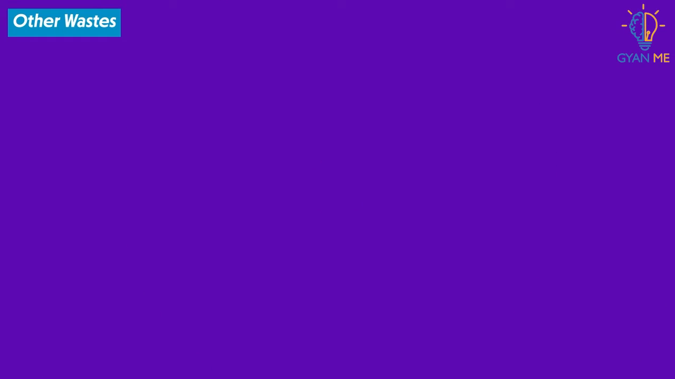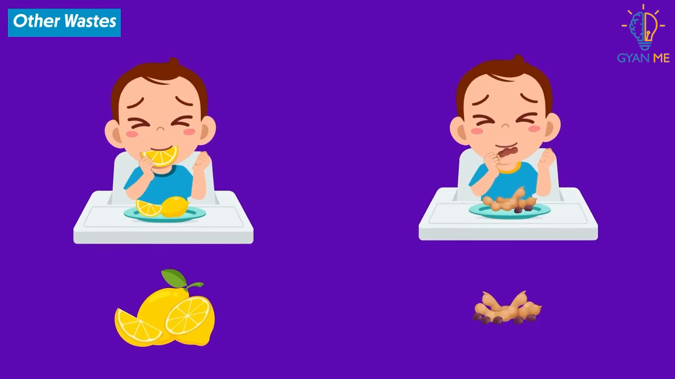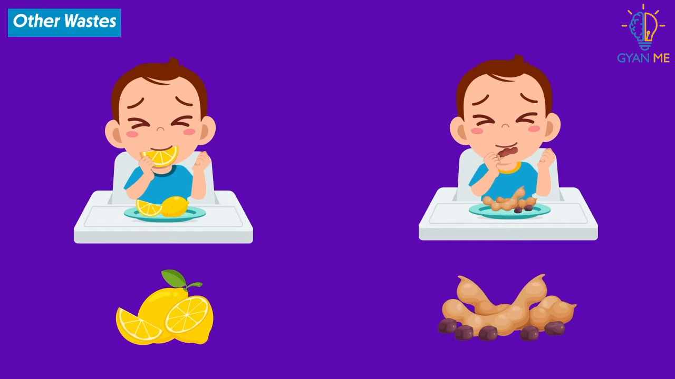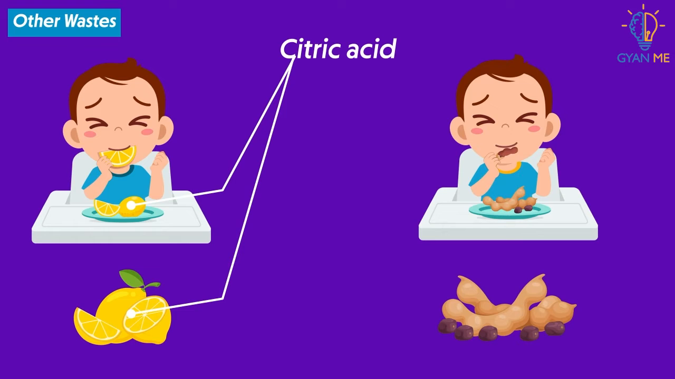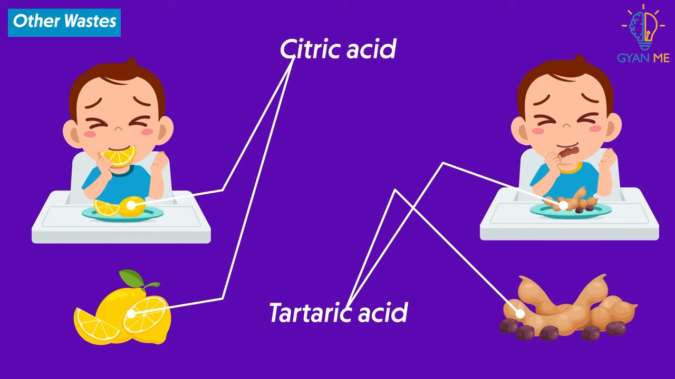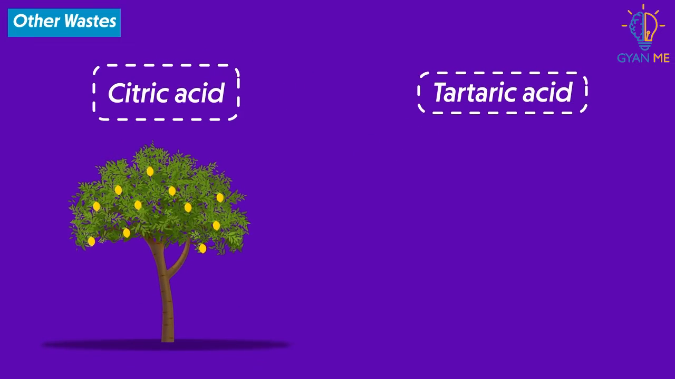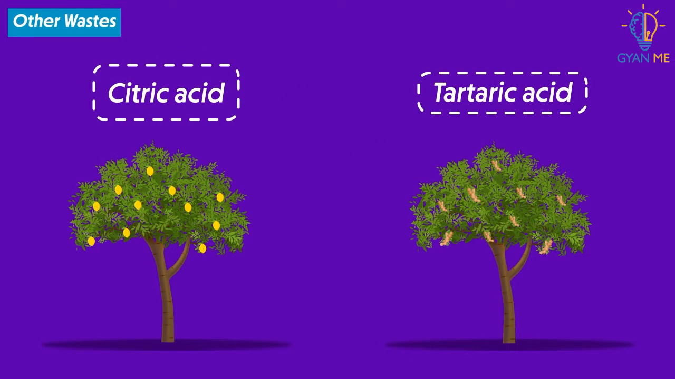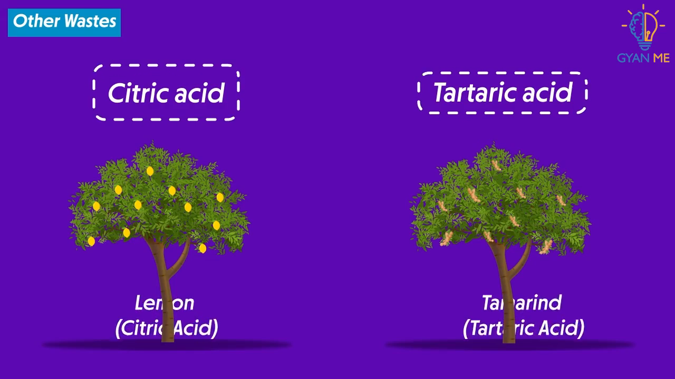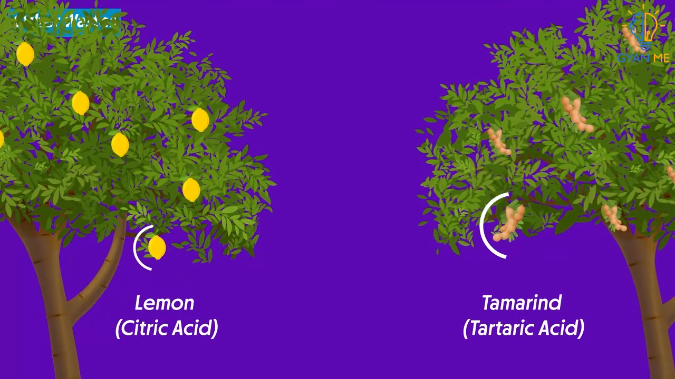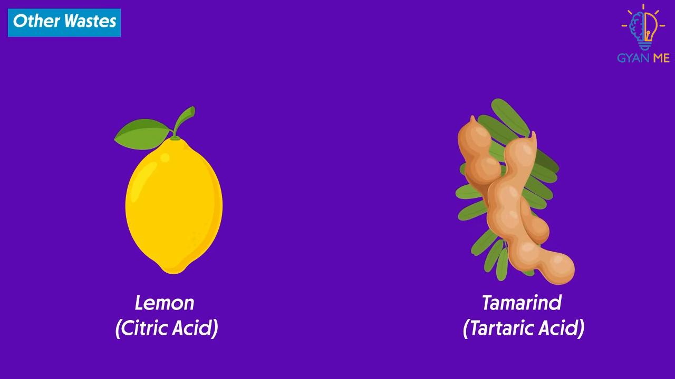Can you recall the sour taste of lemon and tamarind? This is because of the presence of citric acid in lemon and tartaric acid in tamarind. These acids are the byproducts of some reactions that take place in plants, and they are not really required by the plants. So they are stored in fruits. So whenever we pluck the fruits, they are excreted out of the plant body. So, thinking how smart plants are? Yes, indeed they are smart.